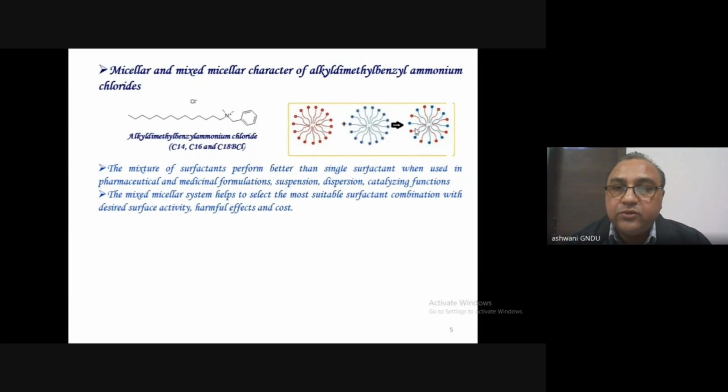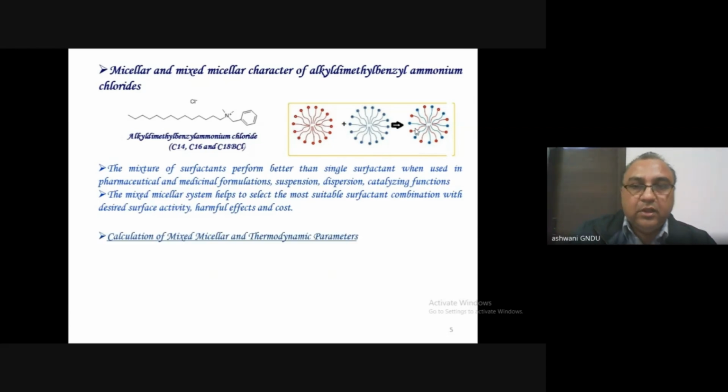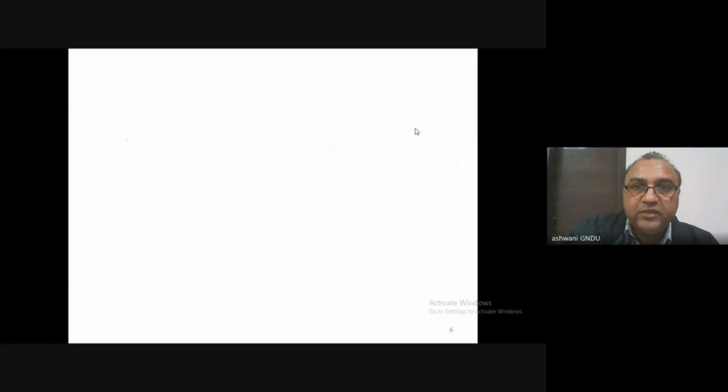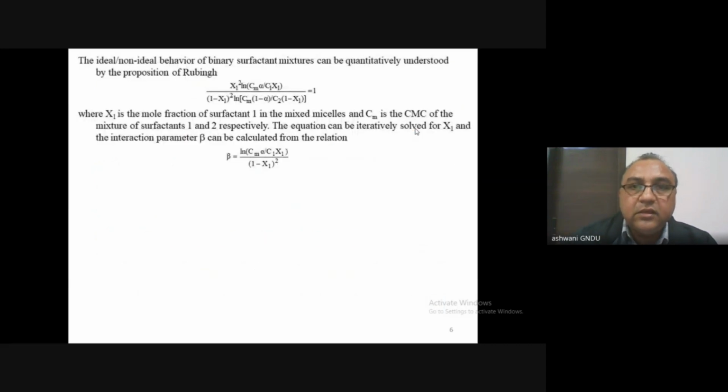It also helps to select the most suitable surfactant combination with desired surface activity and the cost. The calculations: this is how we can find out the CMC of the mixture using this formula. These are various parameters, and these equations denote the interaction parameter beta. This is how we can calculate beta depending on the concentration of different surfactants in the solution.